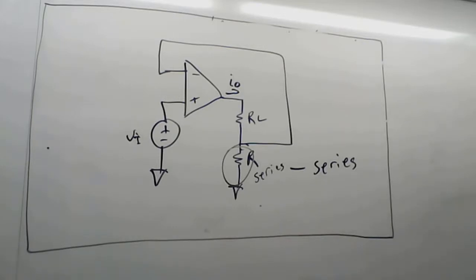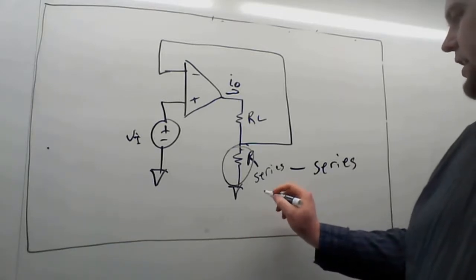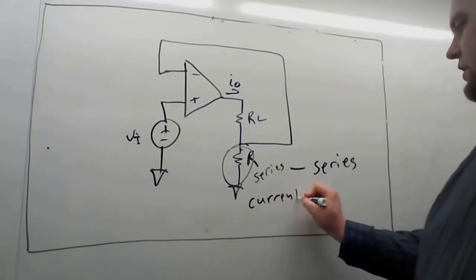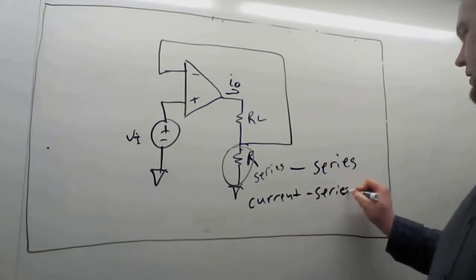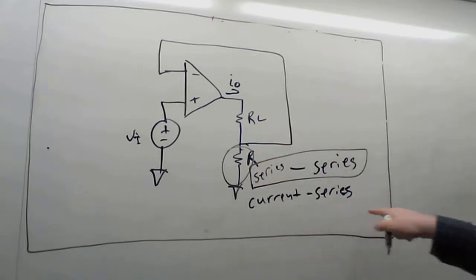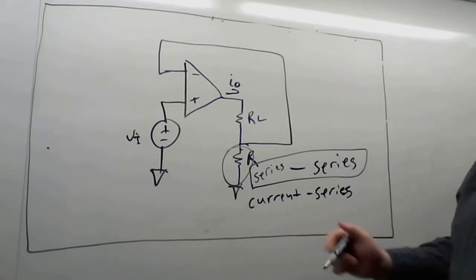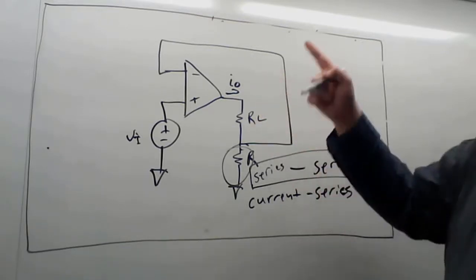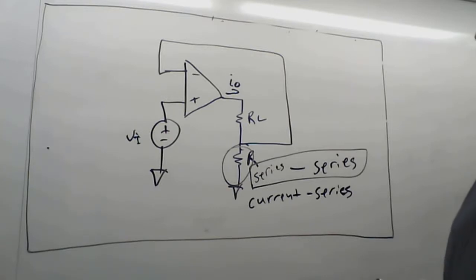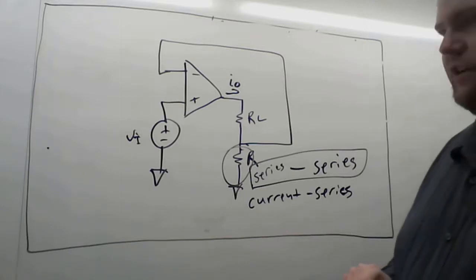So this would be referred to as current series. Our textbook would call this series. Other people would call this current series because it is the current that we're feeding back on. So basically, if our load resistor changes, absolutely this signal will change. So it is the current we're sampling, and it is an input voltage that we're using to drive this. So it's going to be current series.